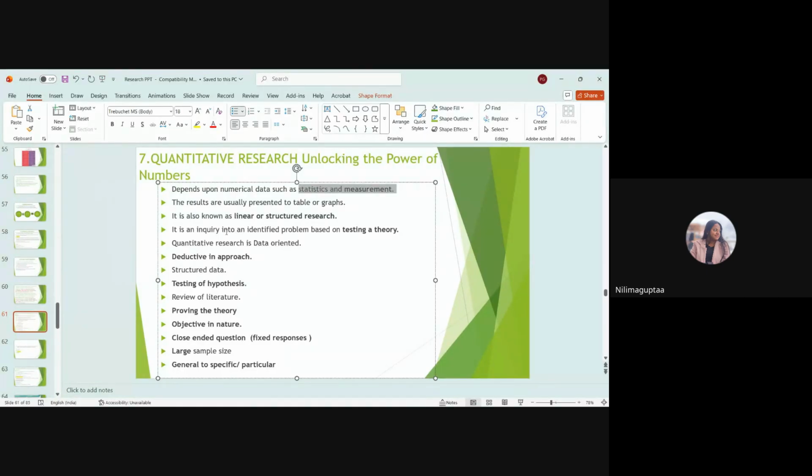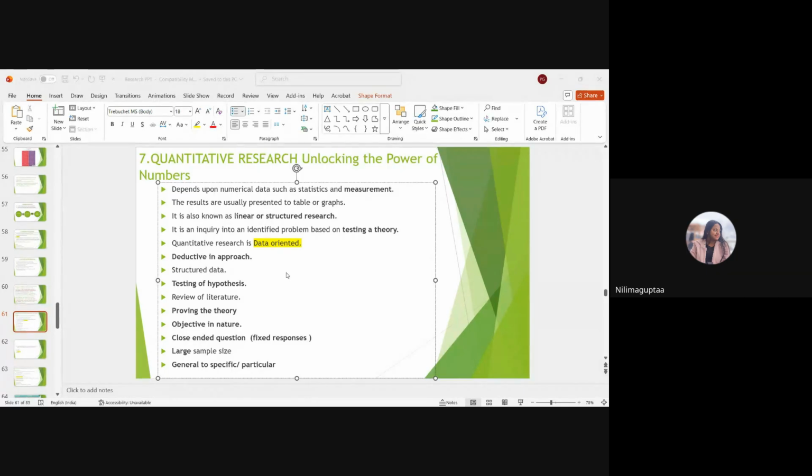It's an inquiry into an identified problem, testing a theory. Even in positivism, we test a theory. Quantitative research is data oriented. Data is, I will say, the god in this research. It uses a deductive approach. Now tell me, what is deductive approach? Particular to general or general to particular? General to particular. Very good, perfect. So it goes from general to particular conclusion.